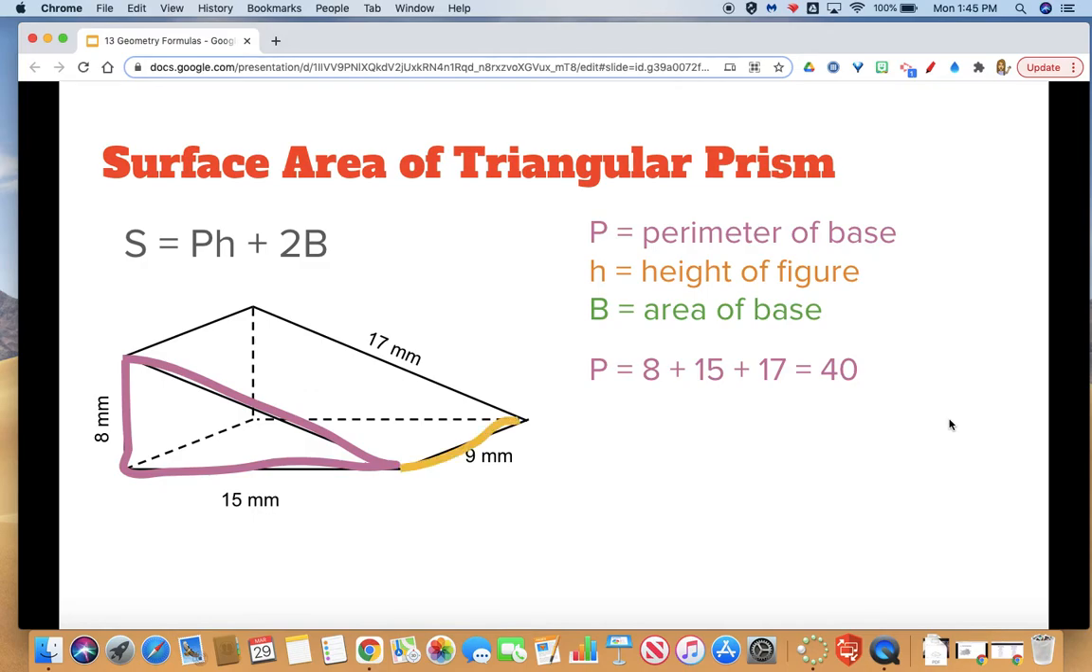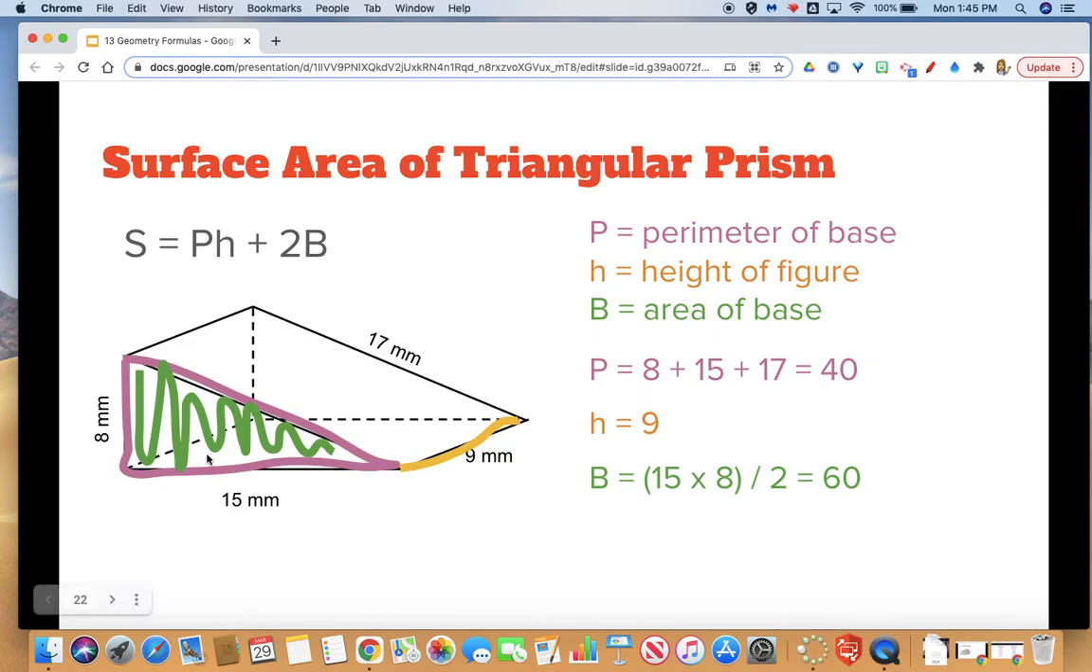The height, it's kind of tricky here. It's the distance between the 2 triangles. So it's not how tall it's standing, it's the distance there. So our height is actually 9. And then area of the base, we're going to take base times height and divide it by 2. So 15 times 8 divided by 2 is 60.